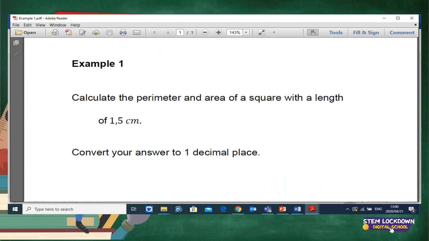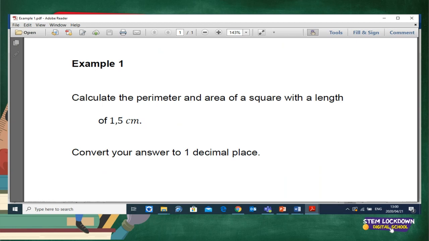So remember, we have always said that in a square, all sides are equal. What does this mean? This means that in our example here, 1,5 is given as the length of the square. Therefore, all other sides will be the same. So you'll have 1,5, 1,5, 1,5, and 1,5. So the square has 4 sides of 1,5 centimeters each. Now the first point is to calculate the perimeter.